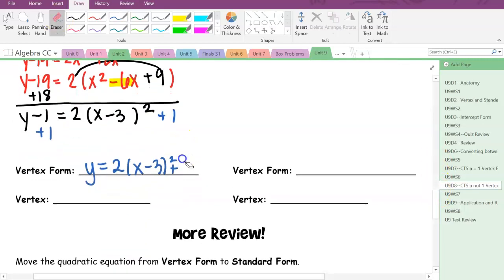Okay, so now we're going to identify our vertex. So when you do your vertex, you are changing the sign inside because this means a shift right 3, and the sign outside stays the same. So a shift right 3 and a shift up 1. Remember, this 2 just has to do with the shape and the orientation of our graph.